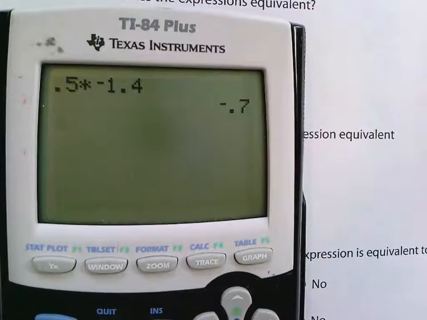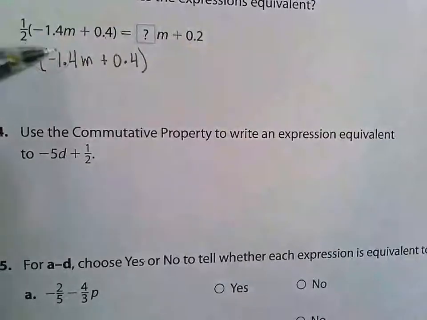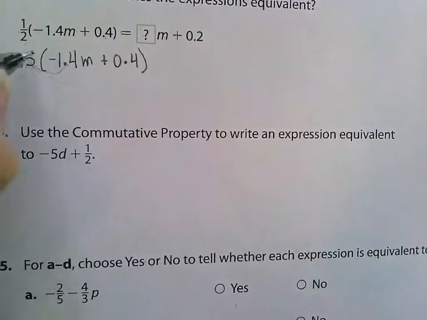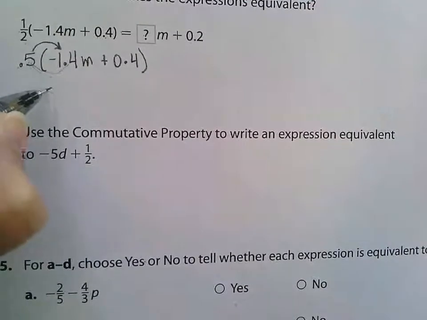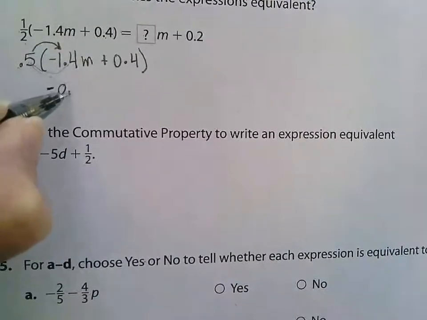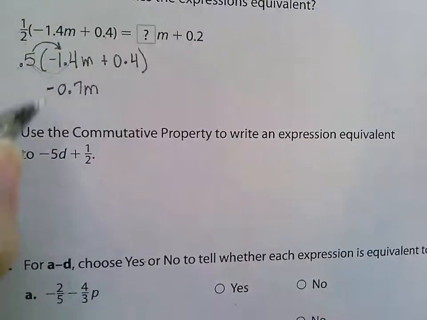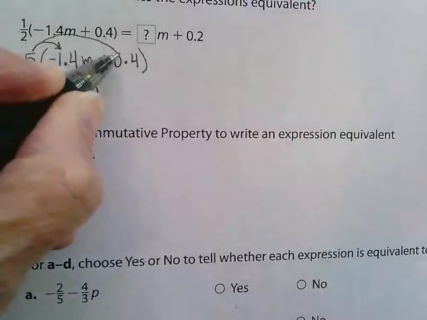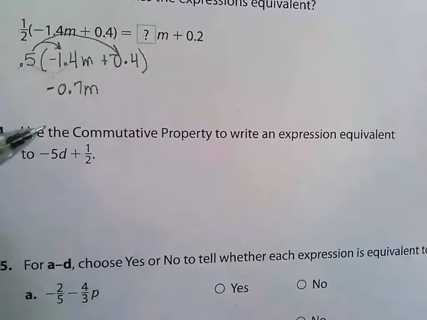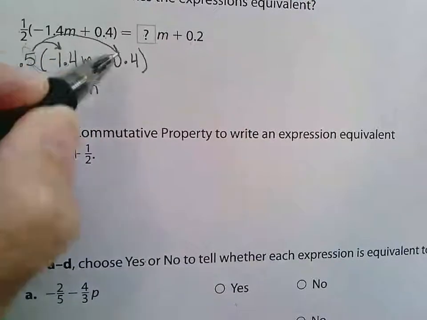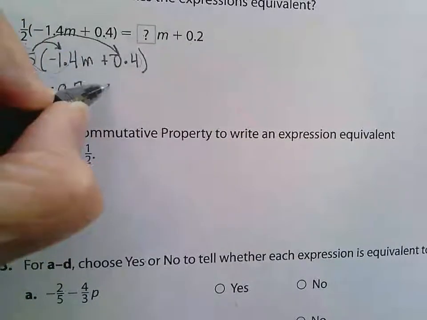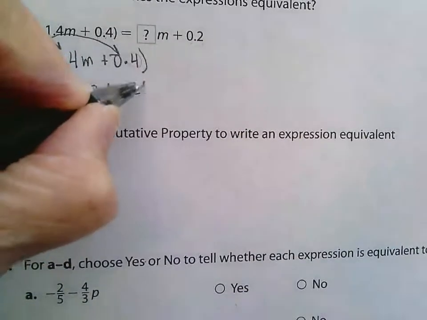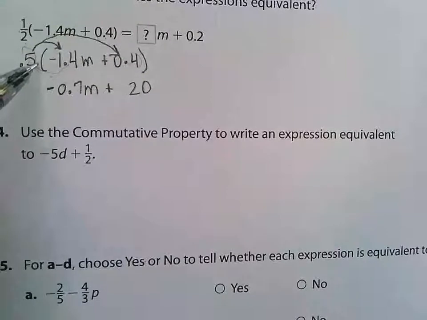So this is a -7/10, this quantity right here. When I distribute, so that m has to come with it. And then when I do 5/10 times 4/10, I know that 5 times 4 is 20, but I know I have two decimal places.